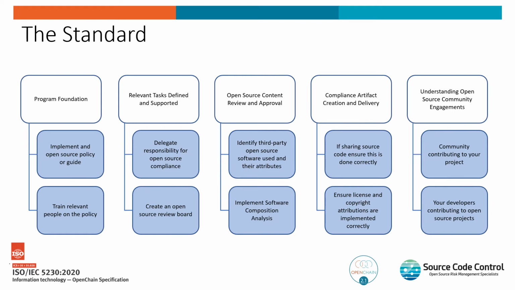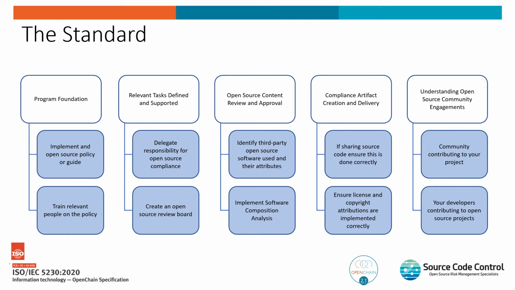Next, there must be a process for open source content review and approval. This is an essential step to ensure that open source license compliance is achieved. Then, a process for compliance artifact creation and delivery. This ensures that reasonable commercial efforts have been instituted on the preparation of compliance artifacts such as the creation of software bill of materials, written offers for source code, copyright, attribution and license notices, as required by the identified licenses in the supplied software.